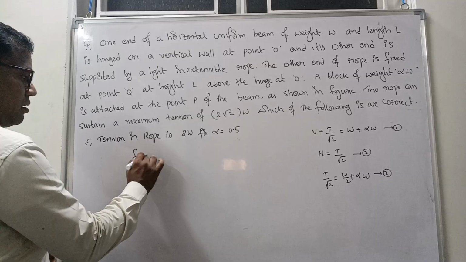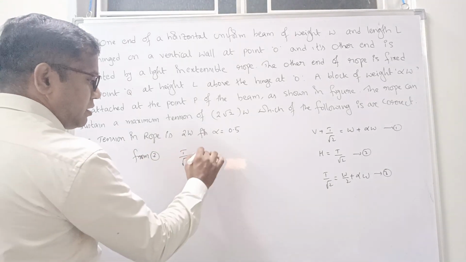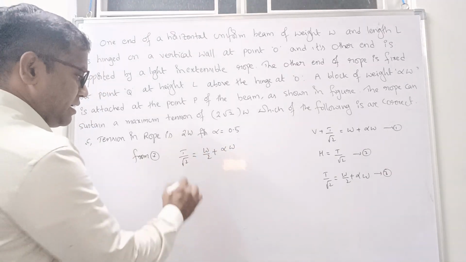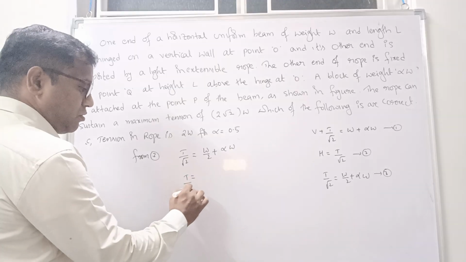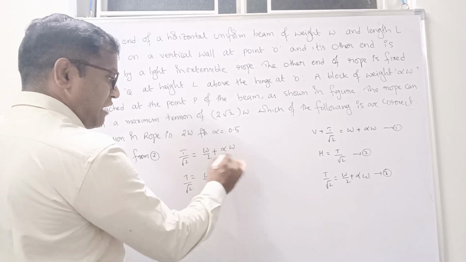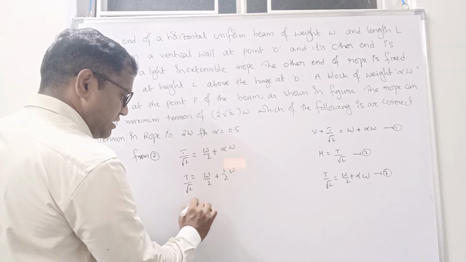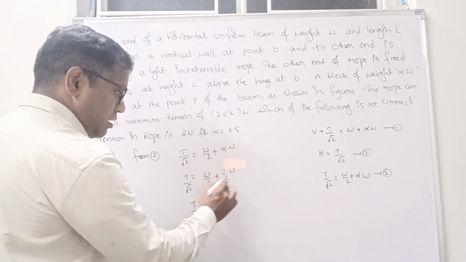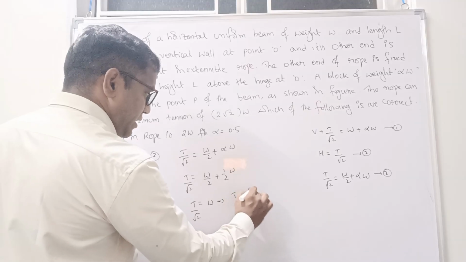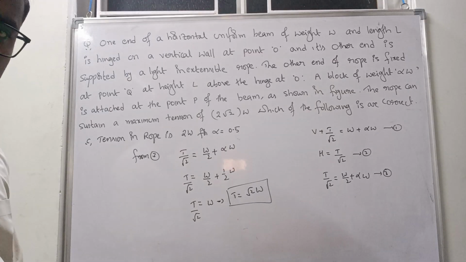From the third equation, here it is T by root 2 is equal to W by 2 plus alpha W. Correct. Now what is alpha here? Alpha is nothing but 0.5, 1 by 2 W. So here T by root 2 is equal to W. That implies T is equal to root 2 into W. Correct? T is equal to root 2 into W.